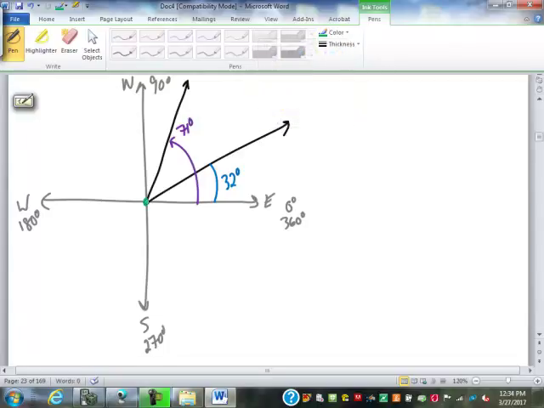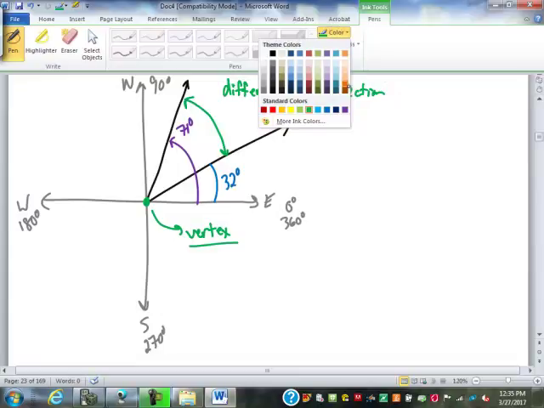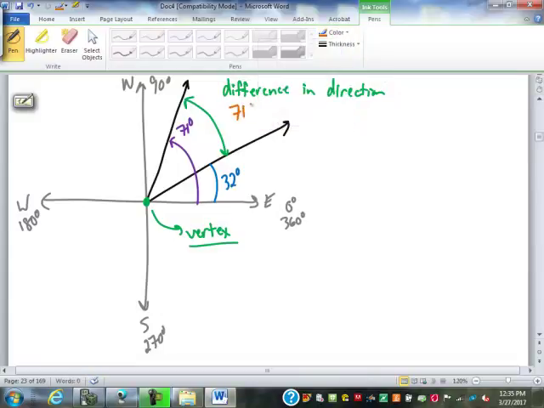Those two rays have a common starting point, which is called a vertex, at the origin of our graph. Those two rays form an angle. And the size of that angle was originally defined to be the difference in direction. So here the difference, 71 minus 32, is 39 degrees. So this angle here is a 39-degree angle.